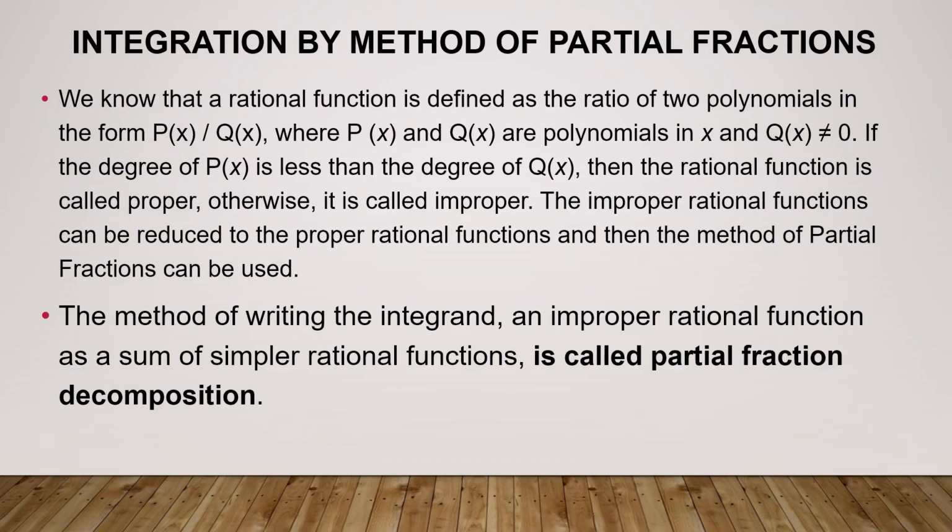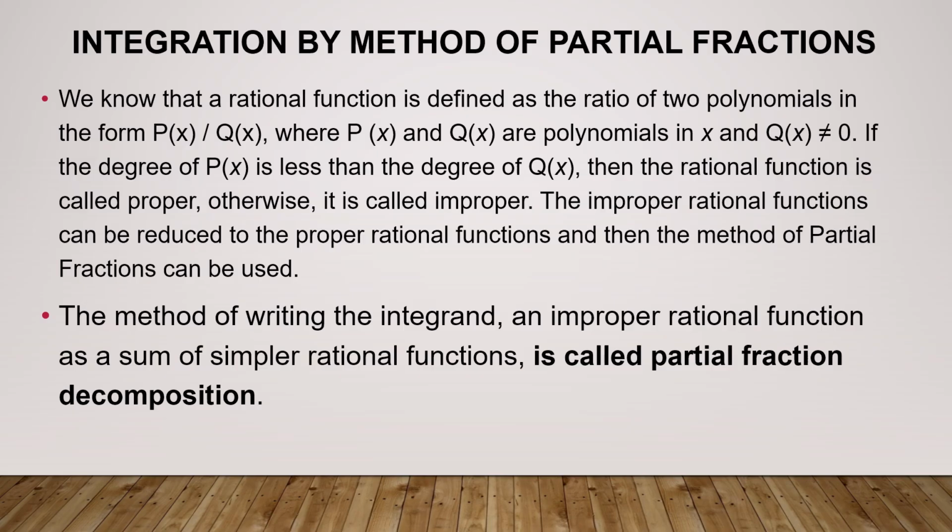So first of all, when is this method of partial fractions used for integration? First, what do you mean by proper and improper rational functions? If p(x) and q(x) are two polynomials, and the degree of p(x) is less than the degree of q(x), for example p(x) is linear, 3x plus 5, and q(x) is quadratic, 2x square plus 10x plus 1, then it is a proper rational function. Otherwise it is improper. If it is improper, you can convert it to a proper rational function.